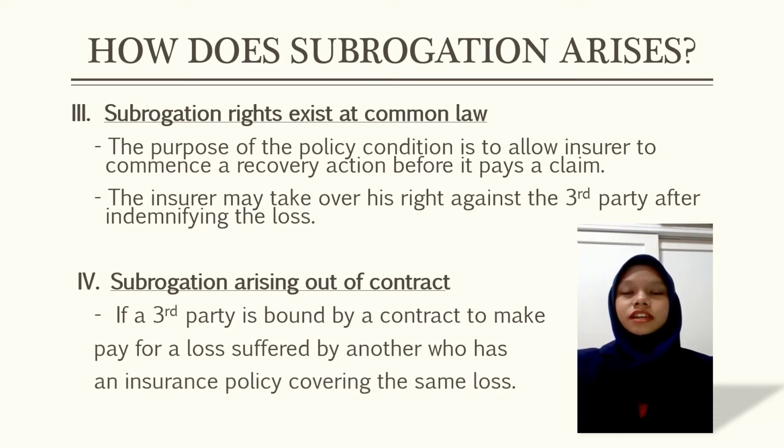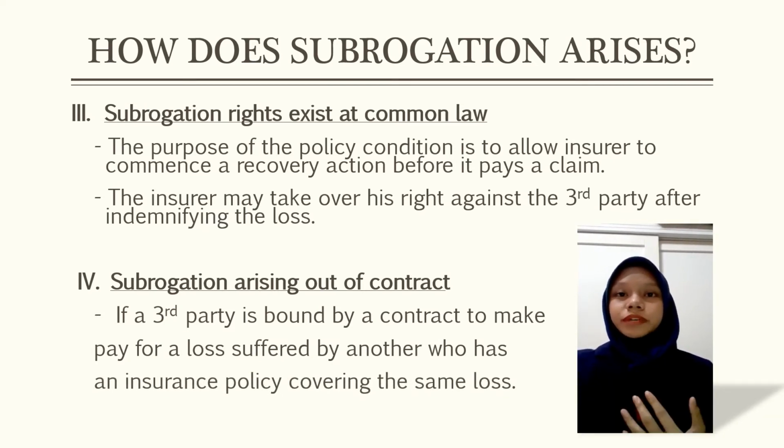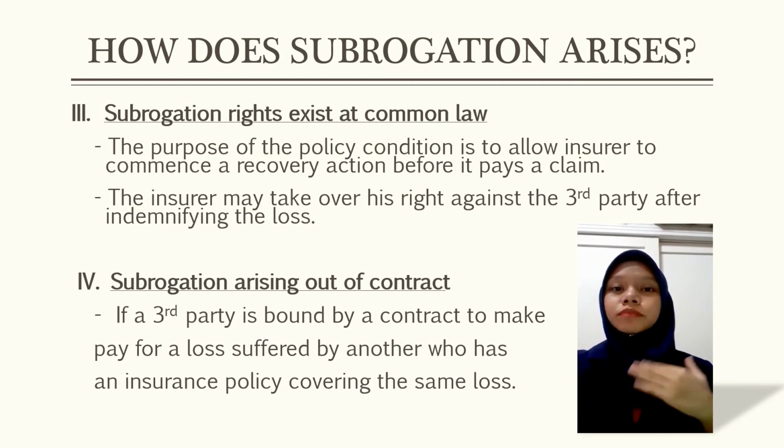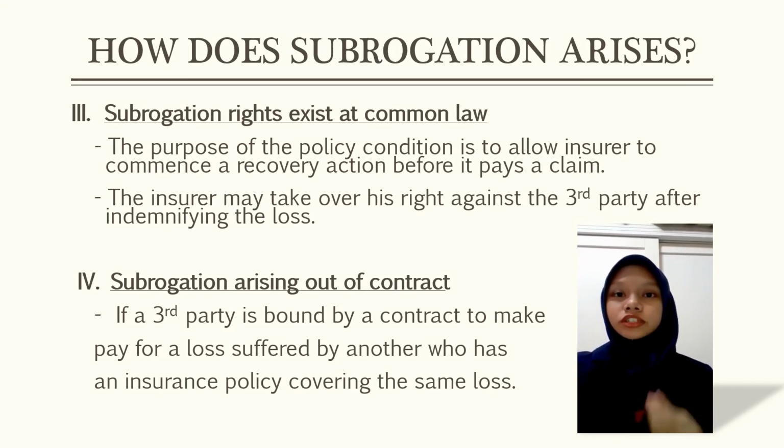Subrogation arising out of contract. Example, a shipper whose cargoes suffered damage while in custody of the carrier may exercise his right against the carrier who is liable for the loss under the contract of carriage or his marine cargo insurance. If he claims against his insurer, the insurer may take over his right against the carrier after indemnifying the shipper.